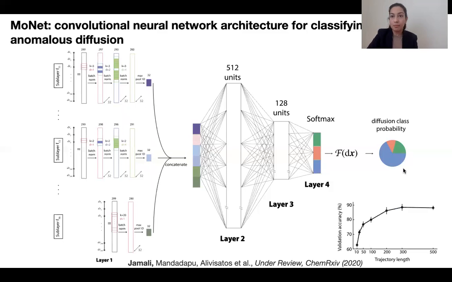We have tested the performance of MoNet for different trajectory lengths on 10,000 simulated sets of trajectories for each of these trajectory lengths. What we can see is that the validation accuracy at a trajectory length of 300, which is what we have used for our data, is about 90%, and it doesn't improve that much by increasing the trajectory length. So this tells us that 300 is short enough to still be able to distinguish what type of diffusion we have in our data from liquid cell TEM experiments.